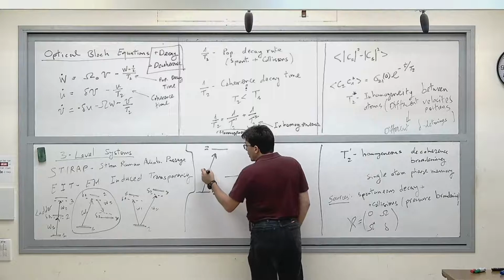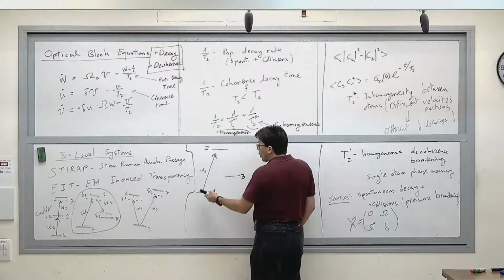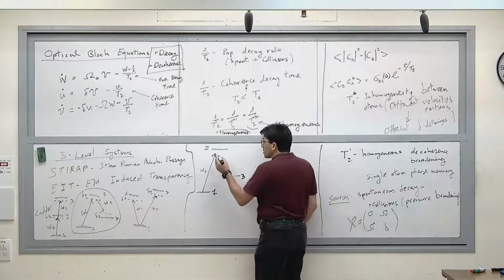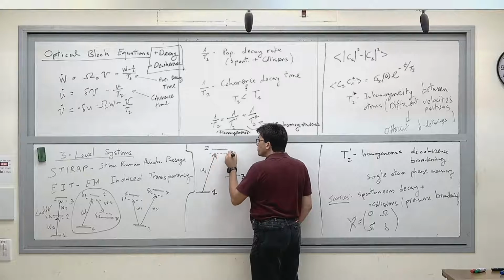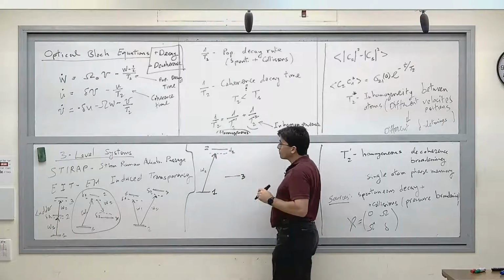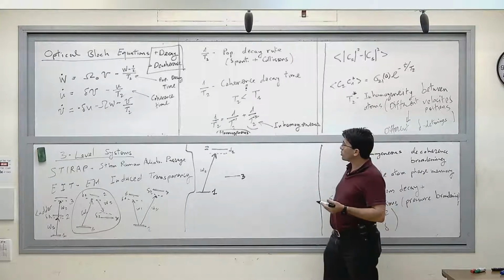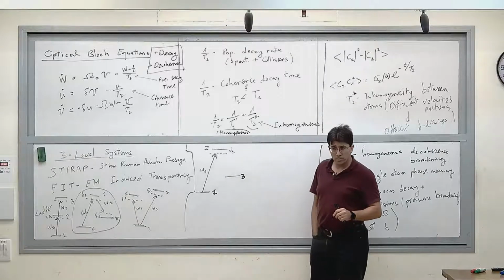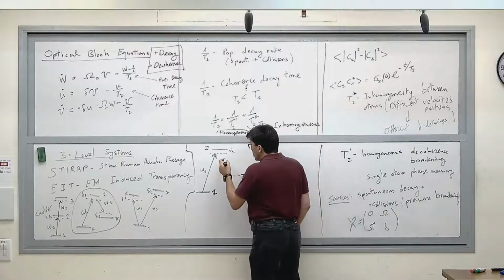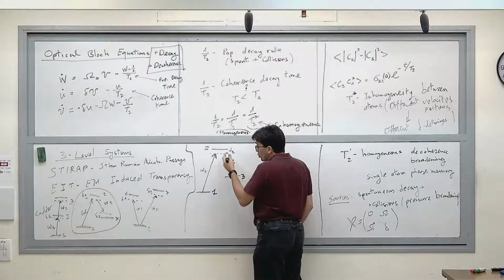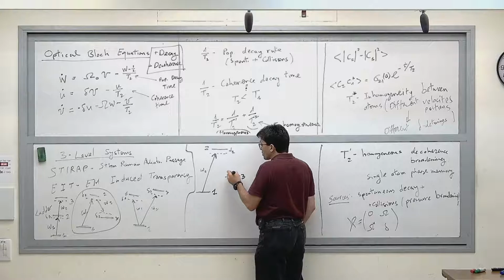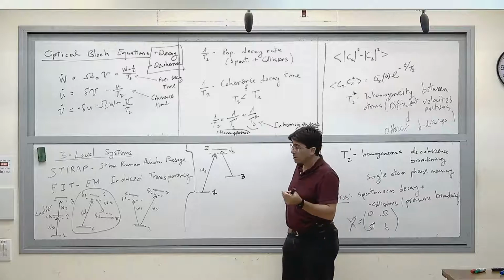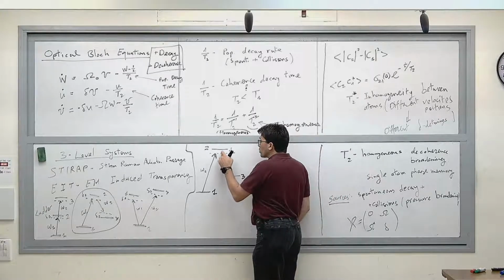Meaning, I'll take laser 1, which has frequency omega 1. It is close to the transition from state 1 to state 2, and it has some detuning from it, delta 1. And then there's another laser that couples state 2 to 3. This laser has a different detuning. Well, it could be any detuning. Of course, I could draw something like this, right? And then have detuning delta 2.